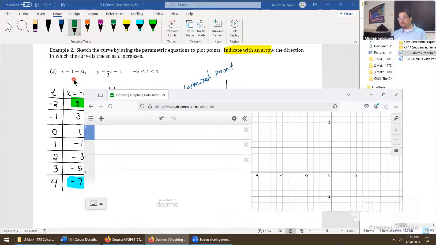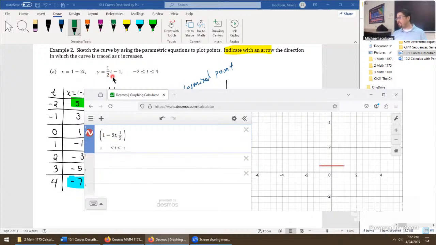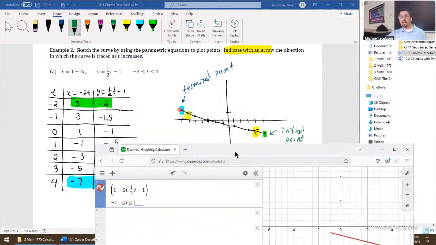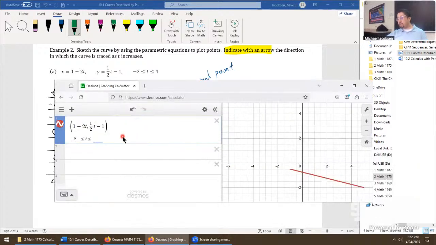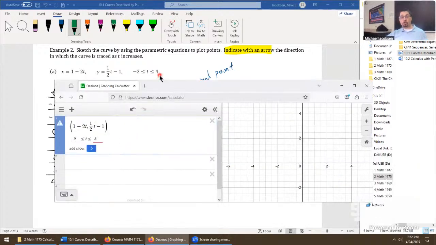First thing you do is just put in coordinates like this. For the x coordinate, just directly type in 1 minus 2t. For y coordinate, just drop that in, 1/2 t minus 1. And we have a range on what t is allowed to take. So for the initial point, take in parameter value -2. And to show as a kind of dynamic picture how this was swept out, we want to put a value b here. B is going to go up to 4, but start at -2.